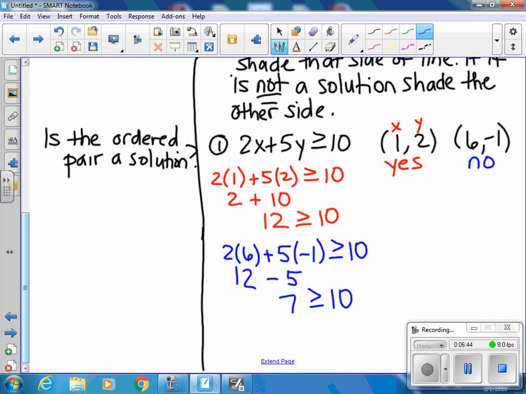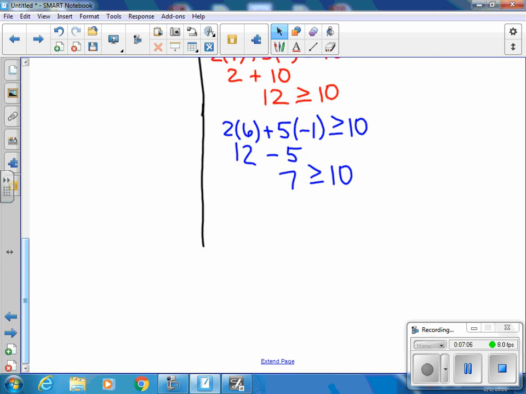Okay, so you do not automatically, because you say yes to one, get to say no to the other one. You have to test them all out, because it could be that every ordered pair I give you works. It could be that none of the ordered pairs I give you work, right? Or it can be that some of them do and some of them don't. So you have to test them out separately, and they do have to make a true statement before you can say yes or no.